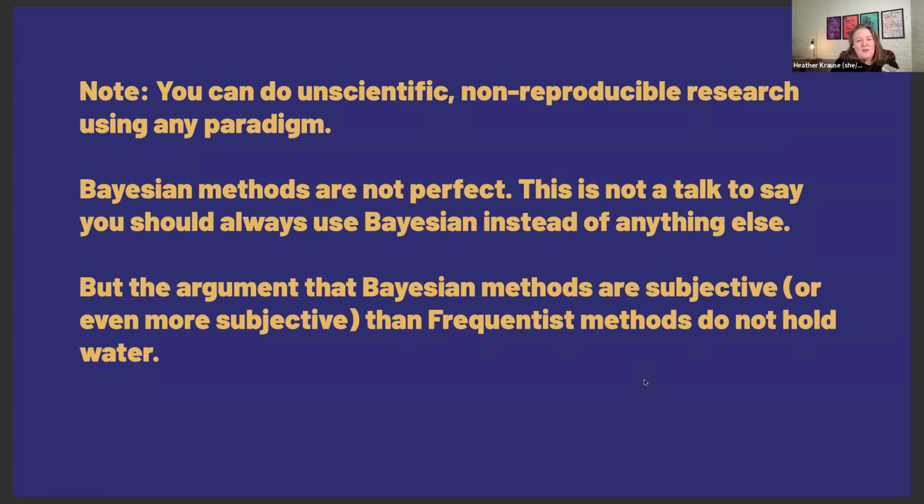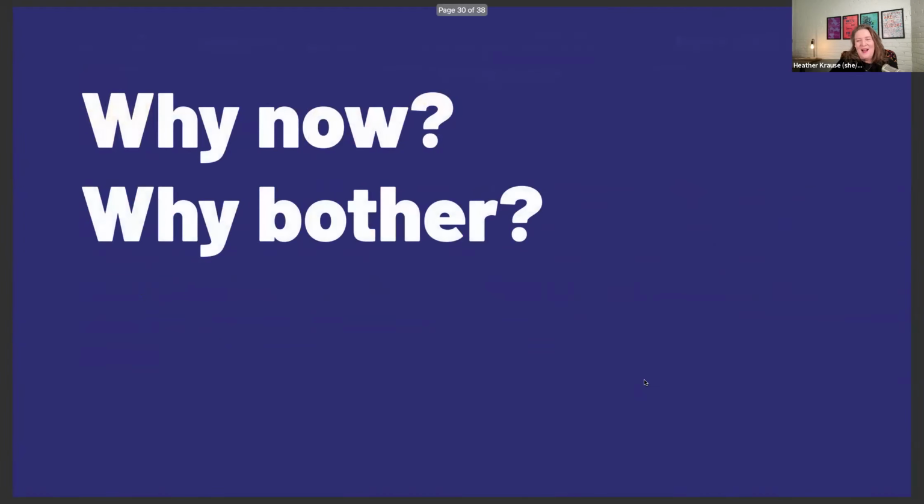So Bayesian methods are not perfect. I am in no way doing this talk on data equity to say Bayesian is much better. But Bayesian is very interesting. And it is absolutely possible to do unscientific, non-reproducible, not equitable research using any paradigm. This is true of Bayesian. This is true of frequentist. There is no cure-all statistical methodology that is going to make your data scientific, rigorous, and always correct. However, there are some very interesting things you can do with Bayesian analysis that you can't do with frequentist analysis.